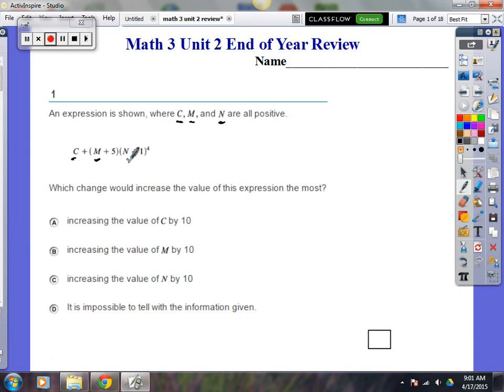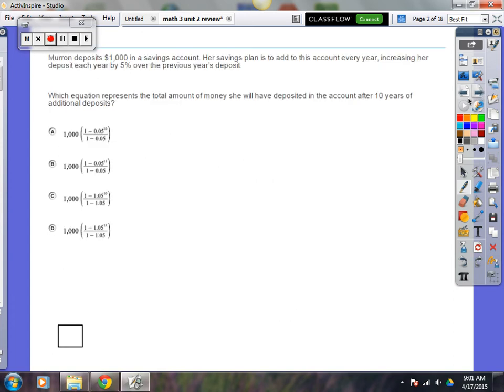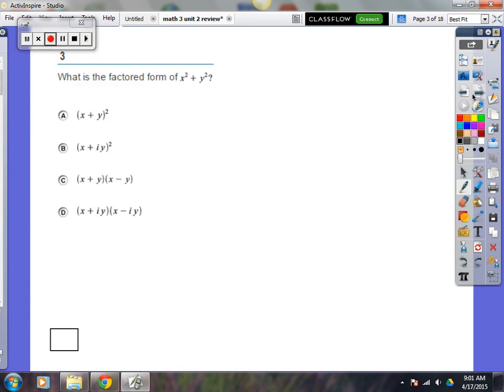The N, if you increase it by 10, you add 1 to it, but then you raise it to the fourth power. And exponents are going to make things grow very fast. So N, if you change N by 10, that's going to change it the most, because then you're going to raise it to the fourth power. So you're going to times it by itself 4 times. Okay, skip 2, don't worry about 2.